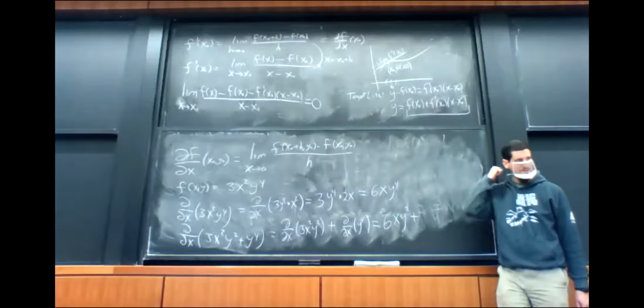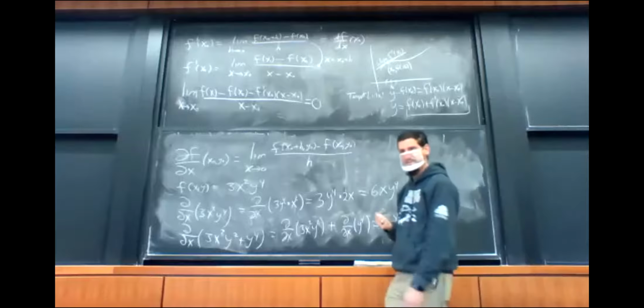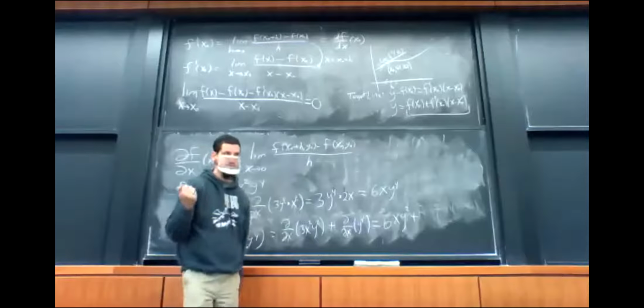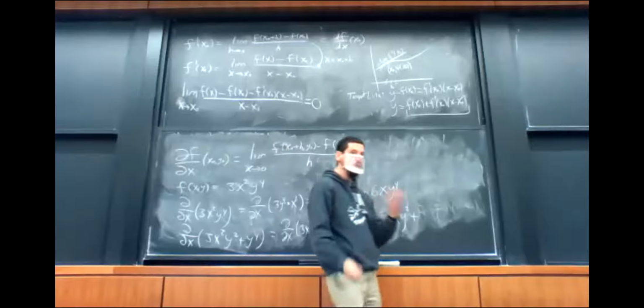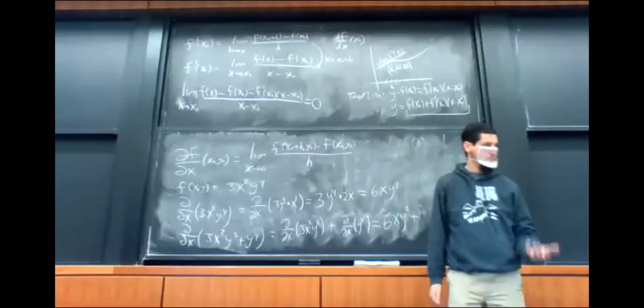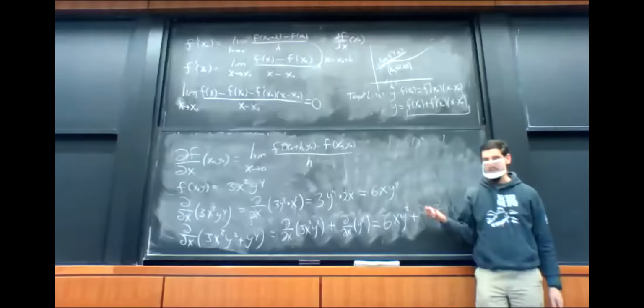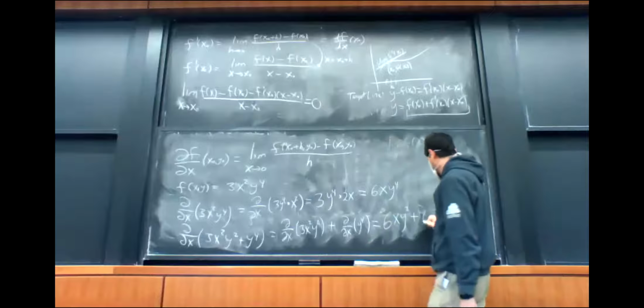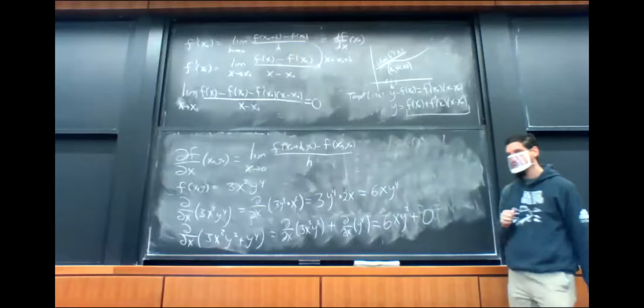Right? What's the derivative of 5 with respect to y? Zero. What's the derivative of 5 with respect to x? 0. What's the derivative of x with respect to x? 1. The derivative of y with respect to x, however, is 0 because that has no x dependence. So it's just 6x y squared plus 0.